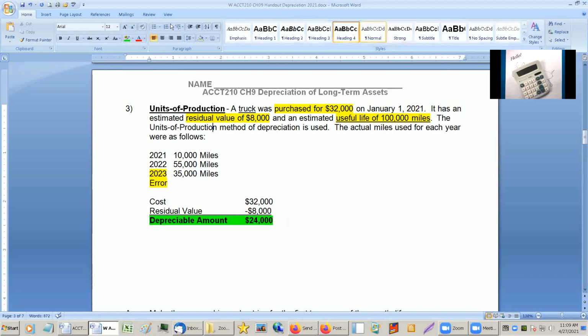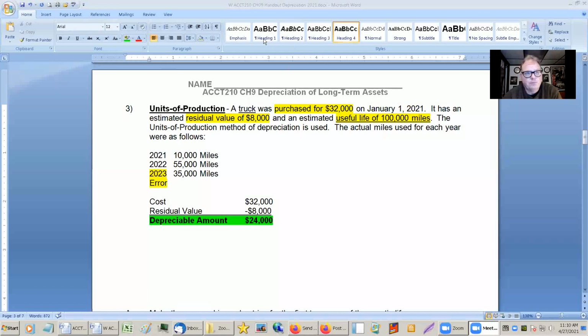Now here's the thing. The $24,000, we're not going to divide it by the years. What we're going to do is use the miles. So we want to figure out what the depreciation expense is per mile, and then we can multiply it by however many miles they use in a year. So we're going to figure out the depreciation expense per mile, not per year.